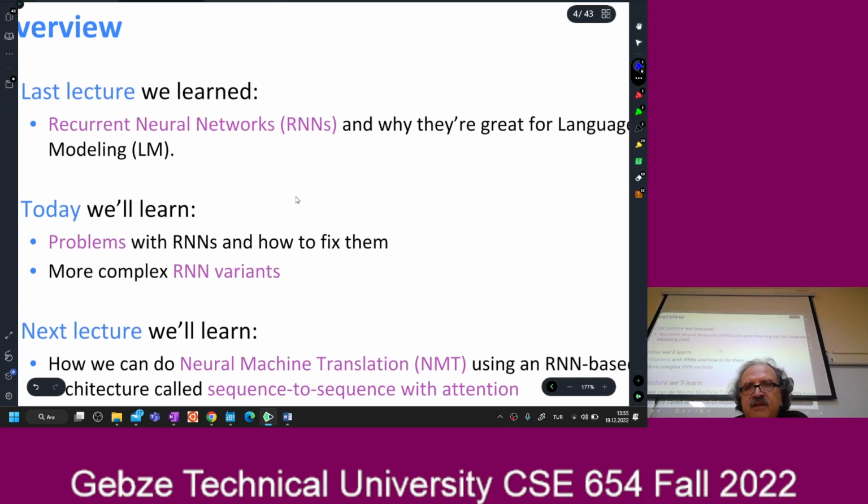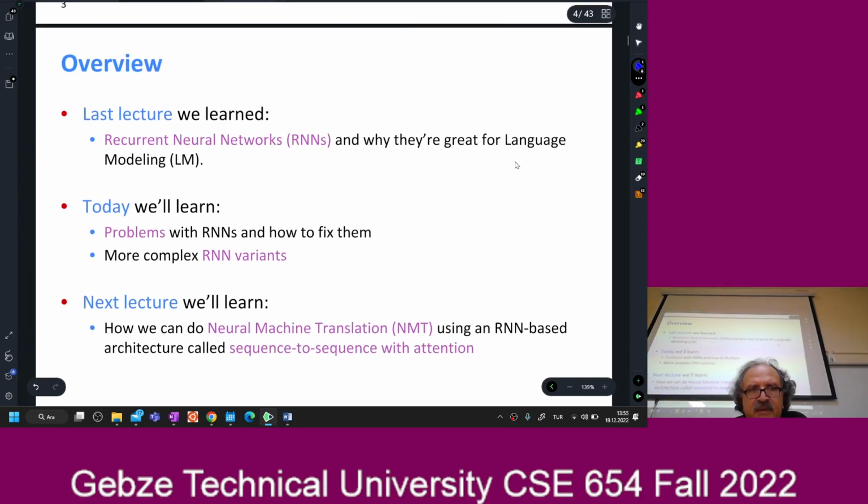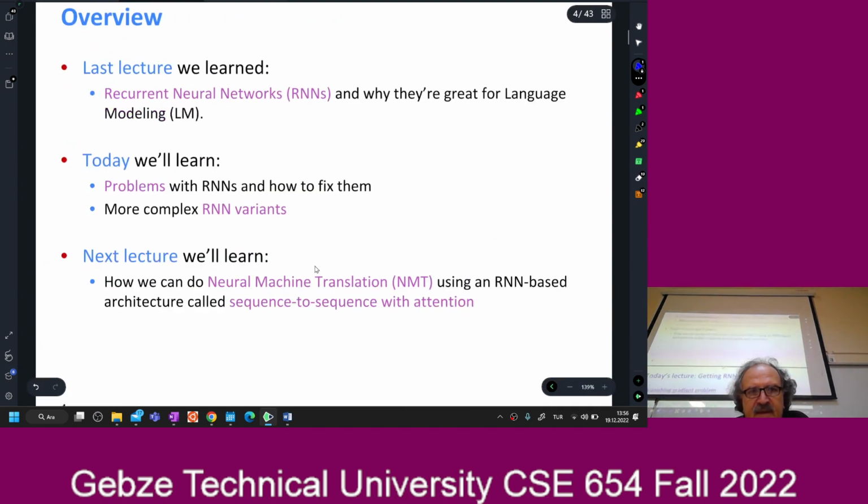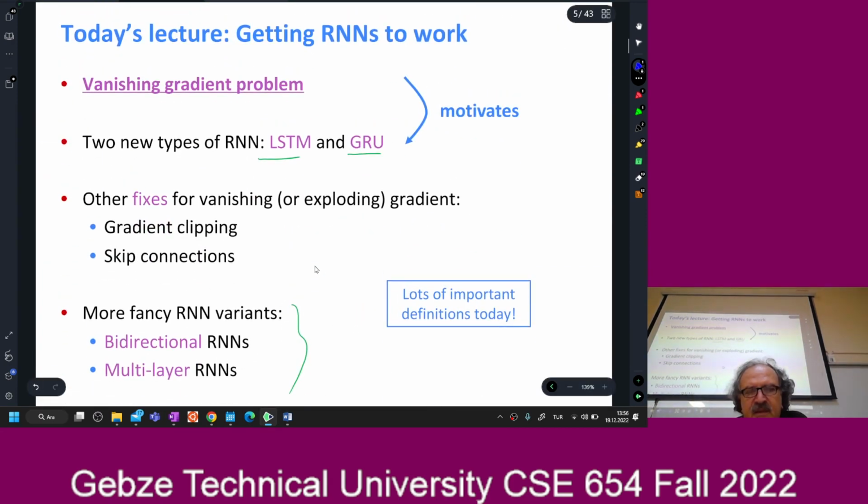Okay, recurrent networks are great for language modeling, and today we are going to look at some of the variations of the RNNs. Then we will start talking about neural language translation. LSTM and GRU are two new types of RNNs. GRU is actually a subset of LSTMs. LSTMs are more general than GRUs. We say that GRUs are good if you don't have enough data.